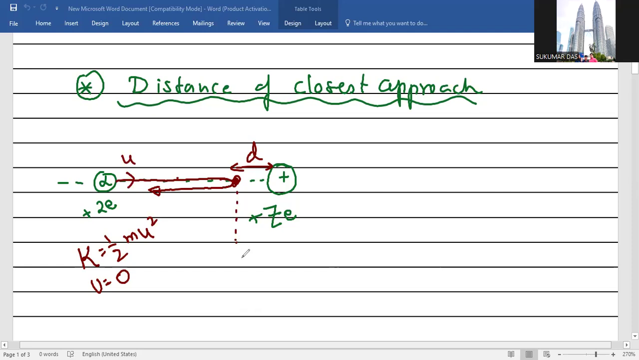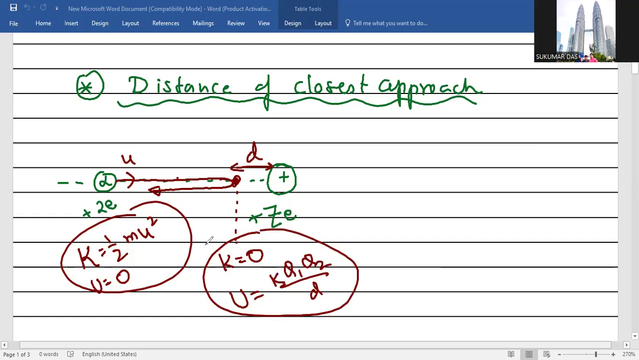Now, at the point of distance of closest approach, its kinetic energy will be 0 because it is just going to bounce back, so it will be momentarily at rest. Whereas potential energy will be K Q1 Q2 by D. We have to equate this as per conservation of energy. So we will write half mu square is equal to K, meaning 1 by 4 pi epsilon naught, Q1 Q2 divided by D, where Q1 is the charge on the alpha particle and Q2 is the charge on the nucleus. From this, we can calculate D.